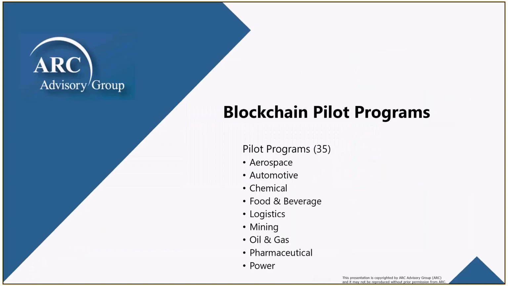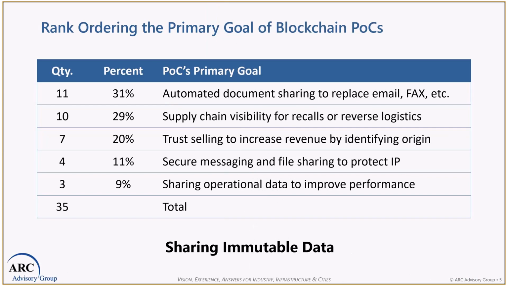Now, I did examine 35 pilot programs in a variety of industries. I'm not going to review every one of them. I'm going to initially just get into the primary benefits of those blockchain proof of concepts and consortiums. So the top ranked primary benefit has to do with automated document sharing. And after this, by the way, I'm going to just give a quick review of one consortium that represents each one of these benefits. So the automated document one happens to be international trade, where there's a lot of documentation.